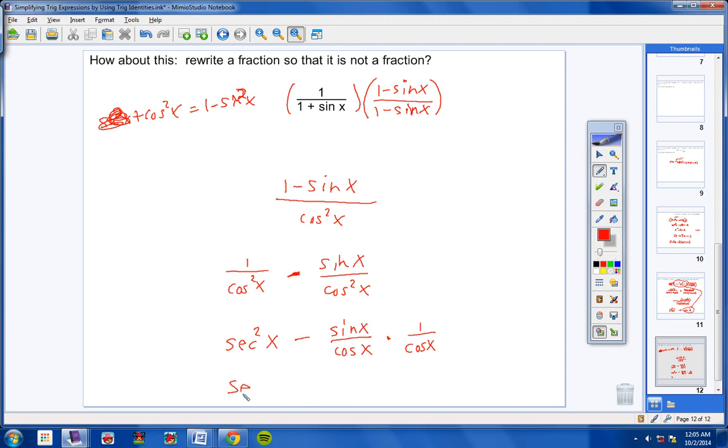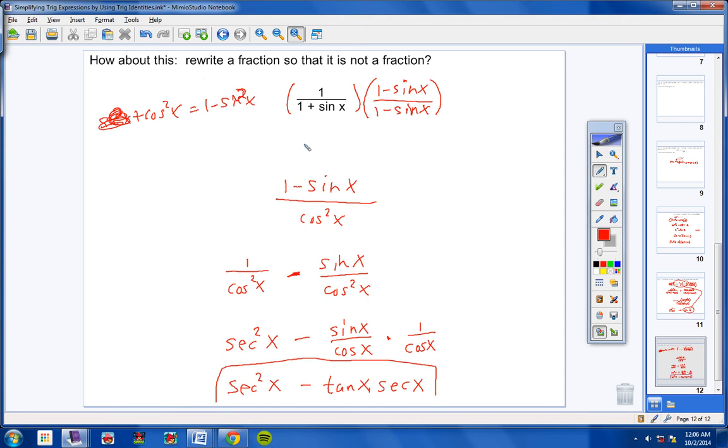I'm finished. Watch. Remember, my goal was to have no fractions. Well, look. Sine over cosine is, look at your trig identities, tangent. Times 1 over cosine is secant. There we go. Okay, now we might be able to take this a little further. I'm looking here at secant squared would be 1 plus tangent squared, but this is good enough here, okay? So we did it. We accomplished our goal.